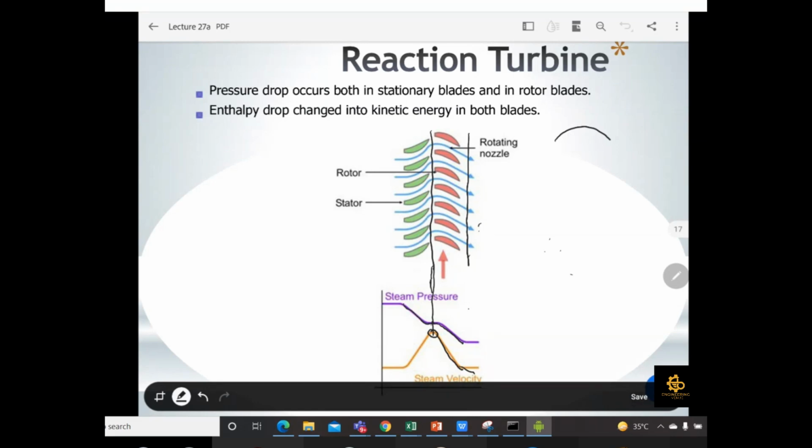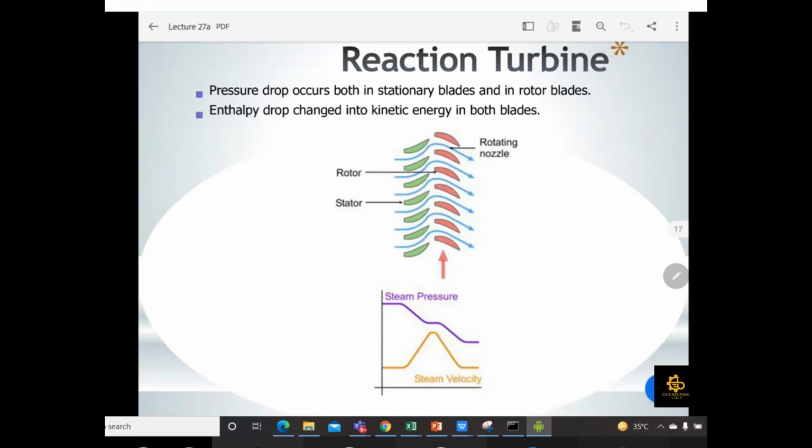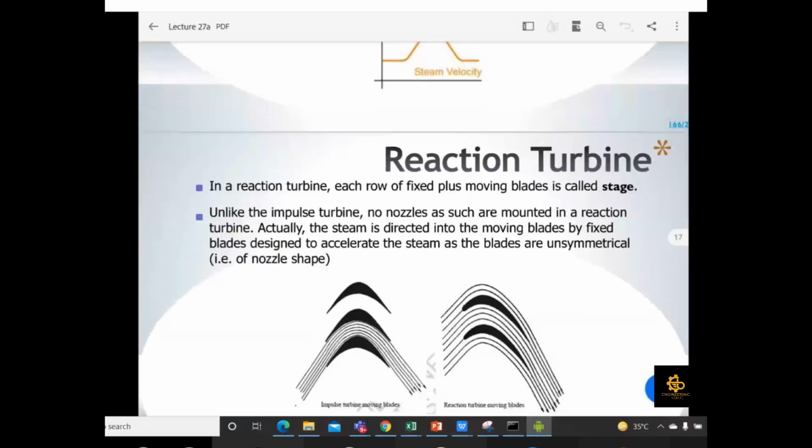Here you can easily judge the major difference: in the impulse turbine, the pressure remains constant when the steam moves towards the moving blade section, and in the reaction turbine, when steam passes through the moving blade section, the pressure again decreases. So this is just a basic difference.